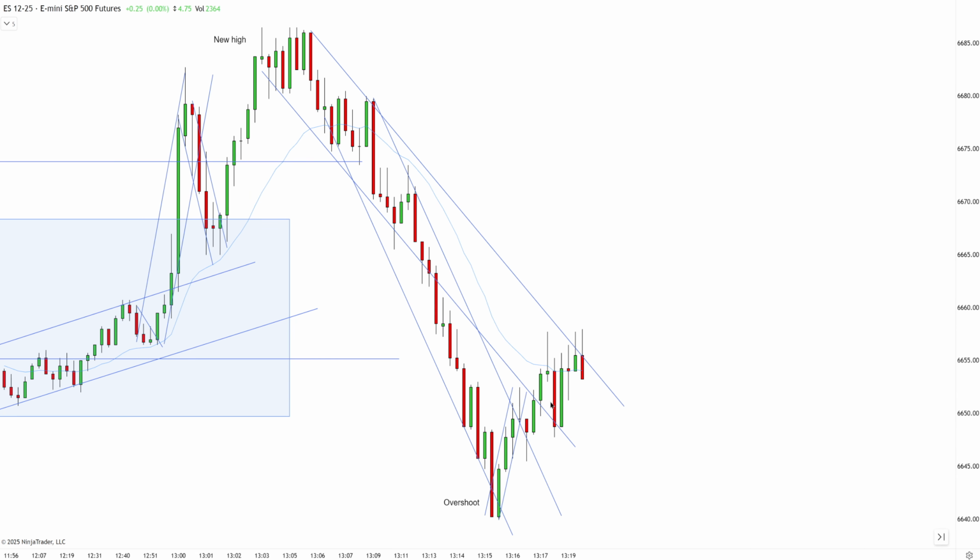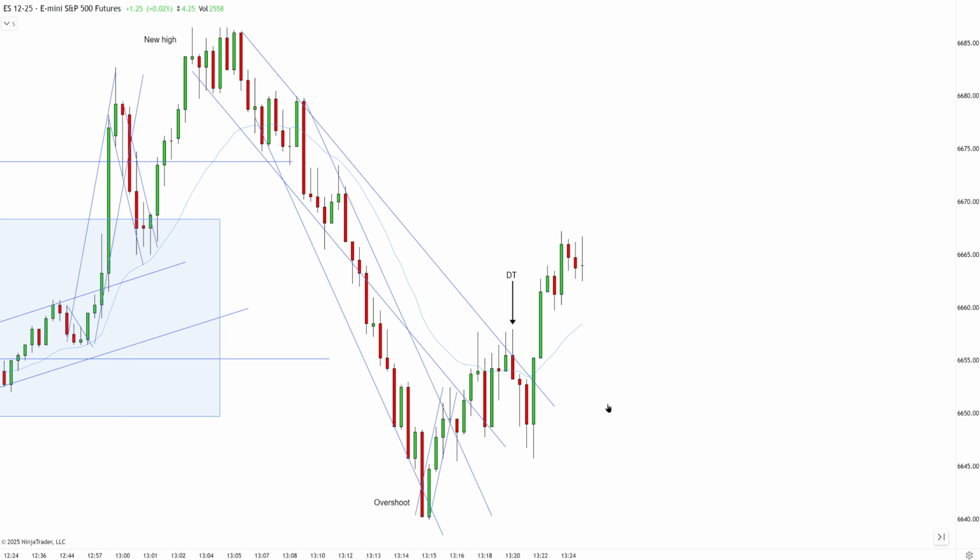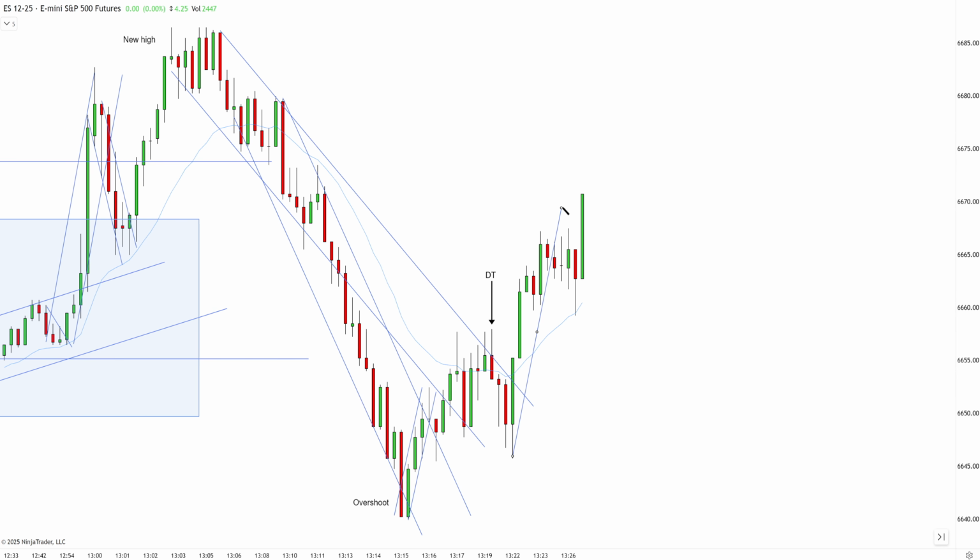You actually have some nice double trap. It's not that bad. You can consider the double trap. I think it's better to wait for a lower high. There is no lower high. Market continues to go higher, so this is quite confusing.